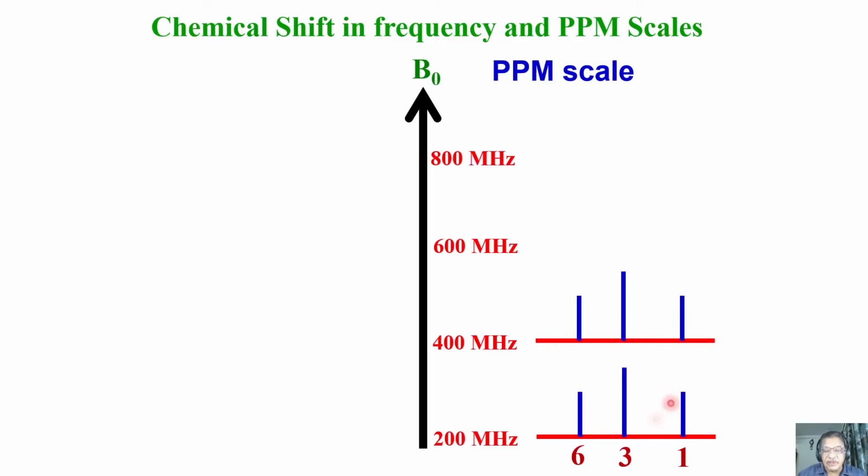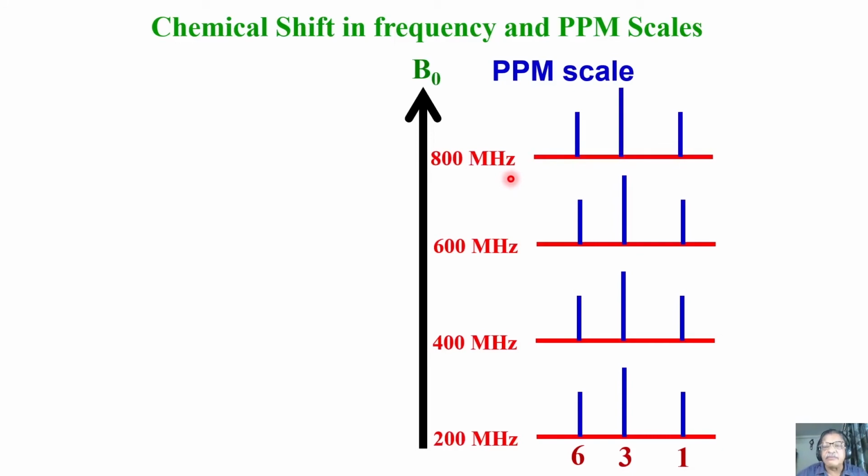What happens now? It remains the same. This peak which is at 1 ppm at 200 remains the same at 400. This peak at 3 ppm remains the same at 400 megahertz. Similarly, this peak at 6 ppm remains the same at 400 megahertz. Go further. At 600 megahertz, higher frequency, that is a better spectrometer. See, when I plot in the ppm scale, it is not changing at all. The same 3 peaks always come at the same ppm values. Go to 800 megahertz, exactly the same.